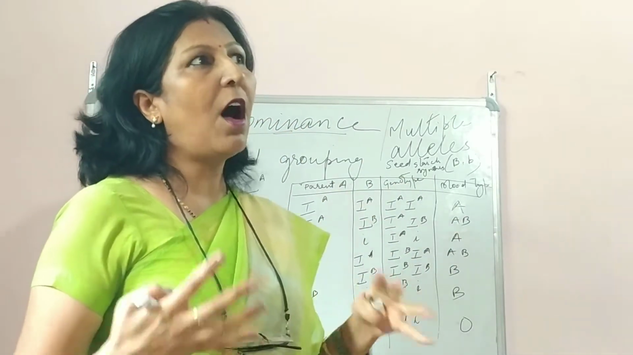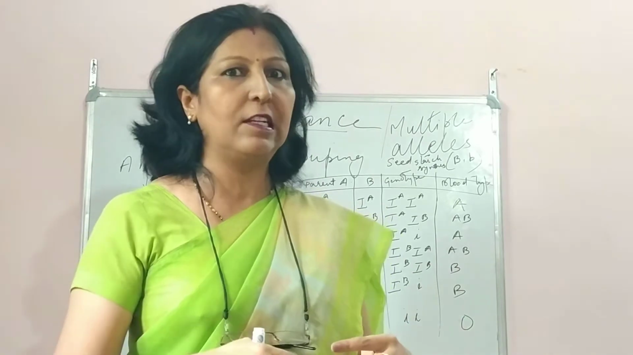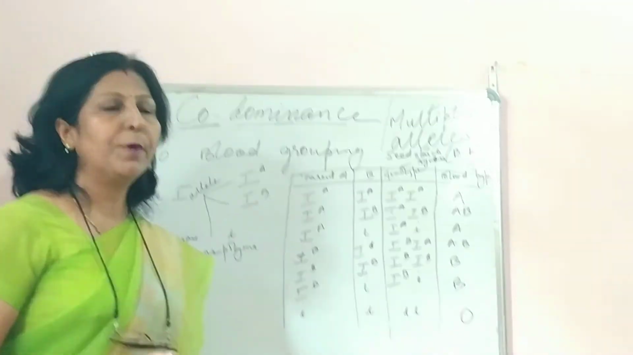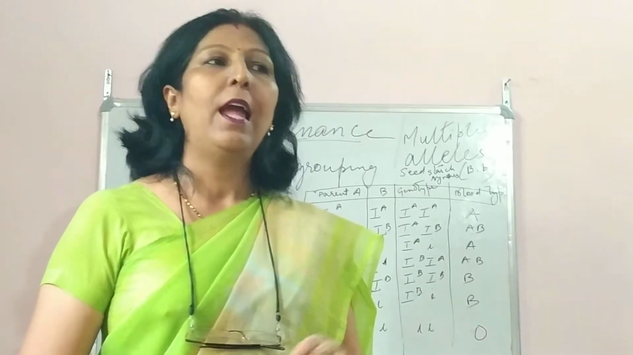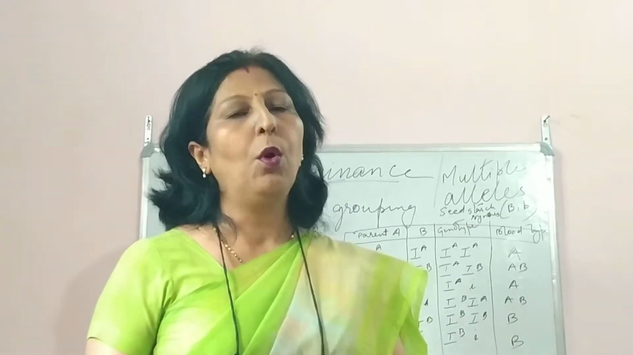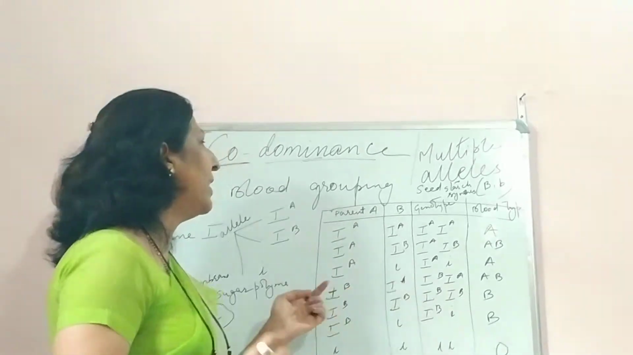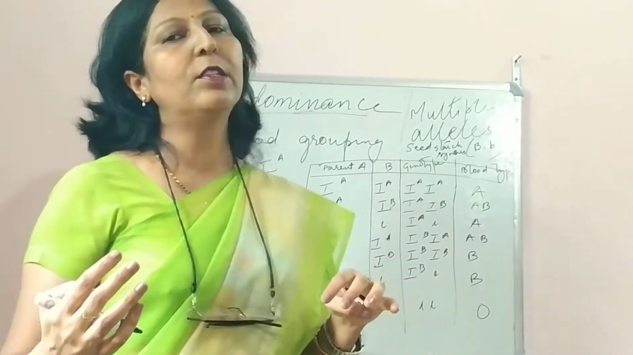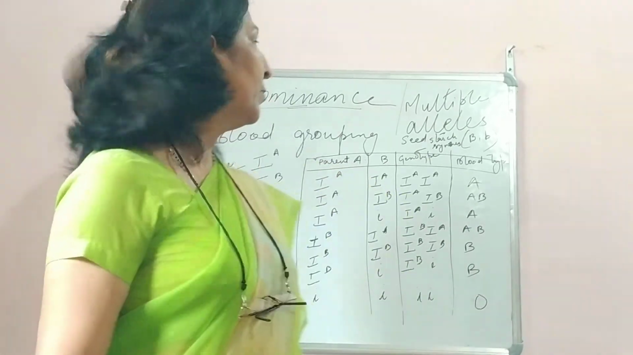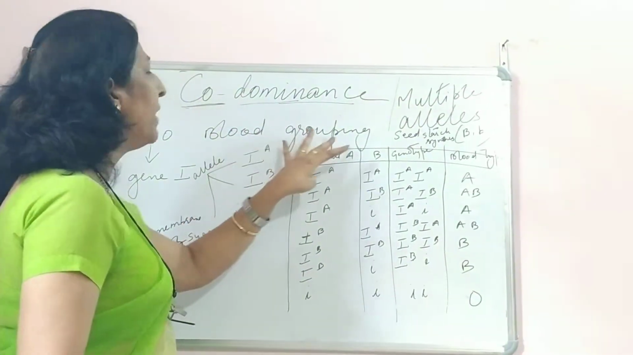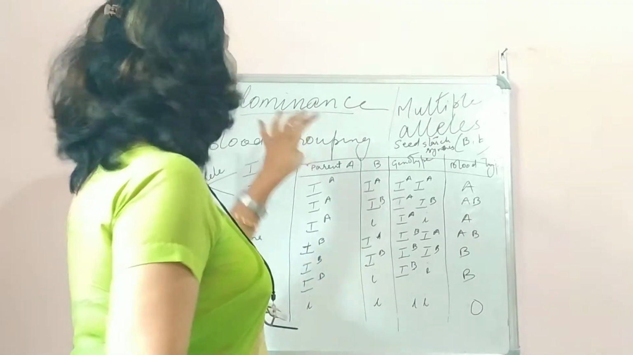So how will we explain that with an example? Let's take blood group, ABO blood grouping. So we have ABO blood grouping as A, B and O. Three genes are there which are responsible for the different blood groups exhibited by human beings. So ABO blood grouping is a very good example of codominance.